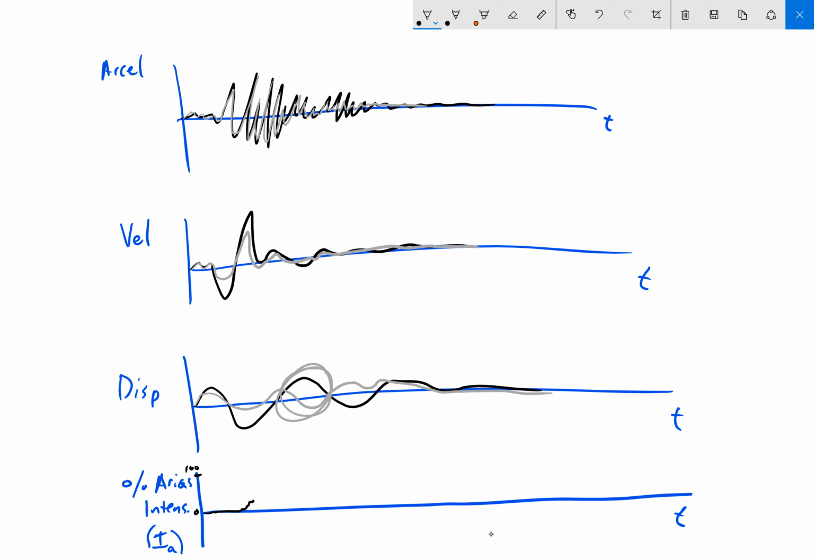It is an indicator of the energy buildup in your earthquake, and it eventually will top out at 100%. When we look at the post-spectral matching, you might see a little bit of difference, something like that. We want to see that the Arias intensity didn't deviate too much, because what Arias intensity is indicative of is the energy run-up in our ground motion. It tells us where the earthquake is accruing energy.